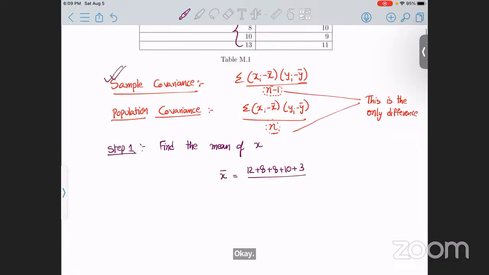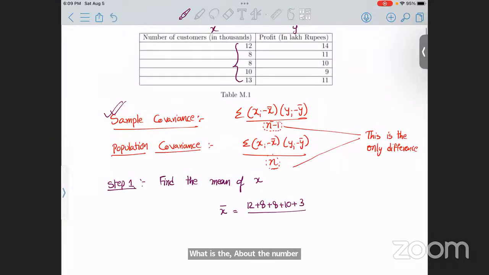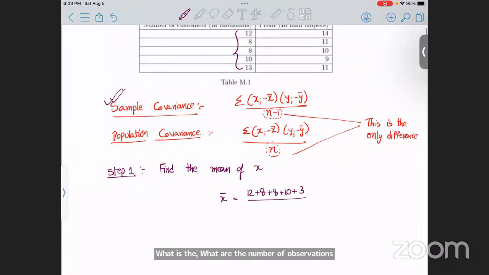And what is the n value? What is the number of observations? It's 10 plus 10, sorry, and then n equals 5.